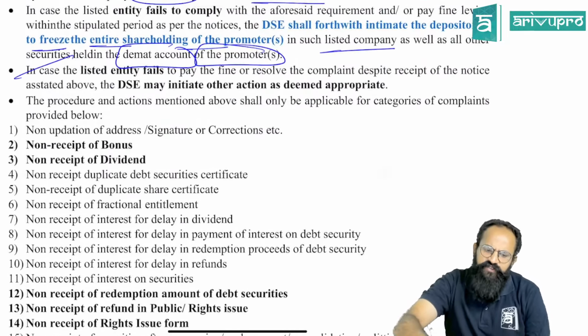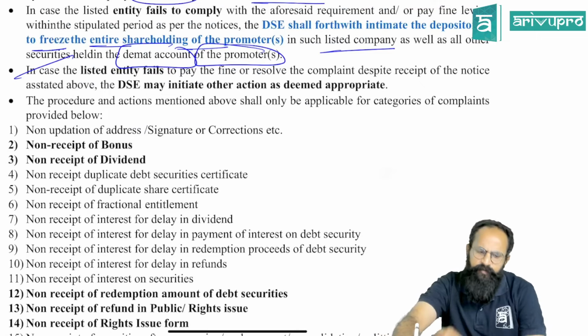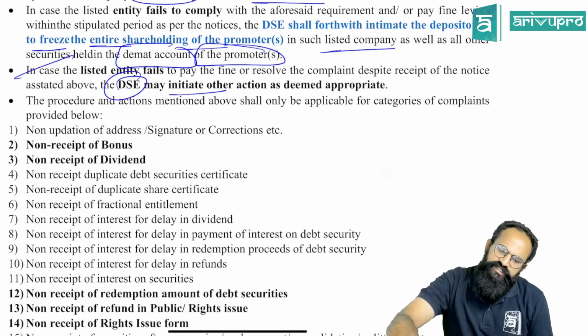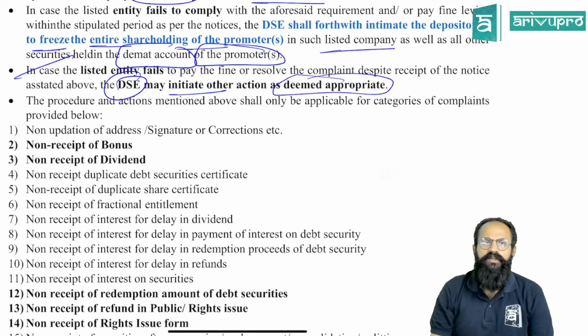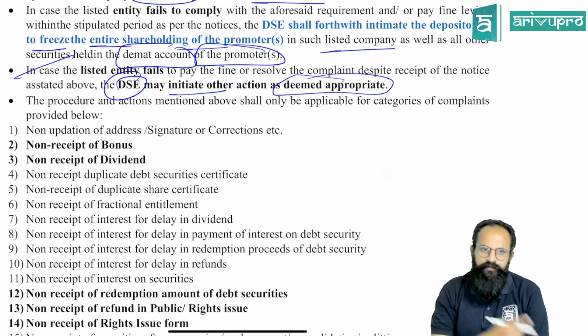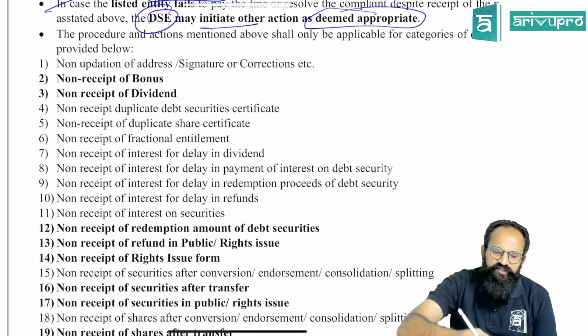So in case the listed entity fails to pay the fine and resolve the complaint, in spite of all of this also, the designated stock exchange may initiate other actions as it deems appropriate. Whatever other actions they want to take, they can do that as well. Is it clear?